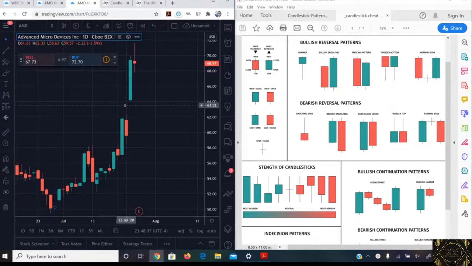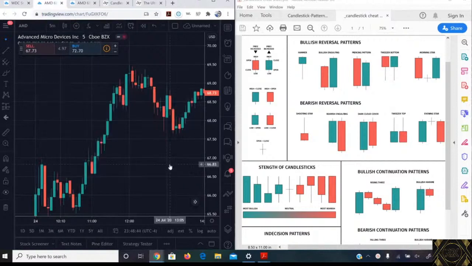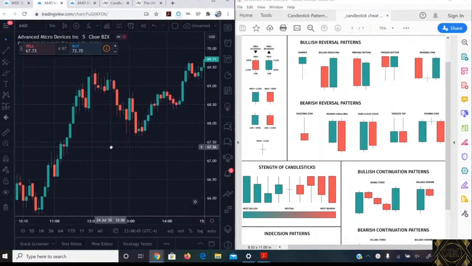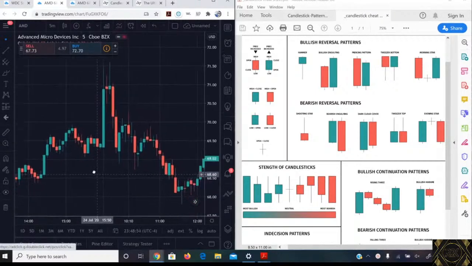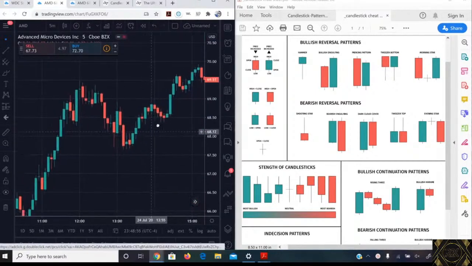Now we're going to take a look at AMD's 5-minute chart just for a closer look on a breakdown of patterns. So we're looking at the 5-minute chart right here. This is tradingview.com, by the way, a completely free software that you can use. So we're looking at the chart here. Let's see if we can identify some candlesticks and some reversal patterns.